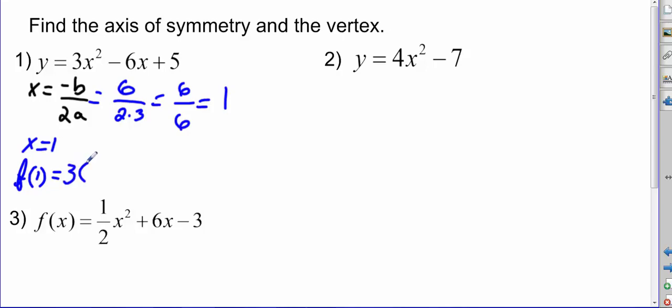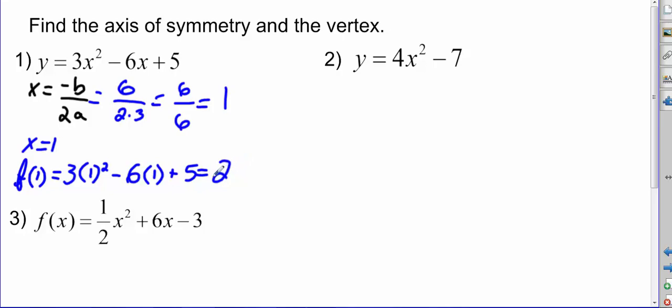3 times 1 squared minus 6 times 1 plus 5. So 1 squared is going to equal 1. 1 times 3 is 3. And then we're going to have a 6 here. So 6 times 1 is 6. So we have 3 minus 6, and that's going to give us a negative 3. And then when we add 5 to that, we're going to end up with a value of 2.